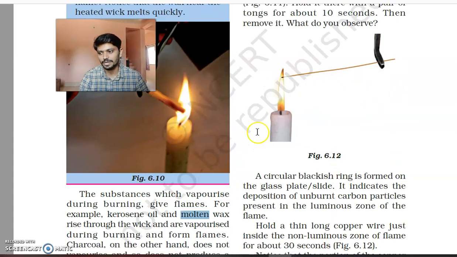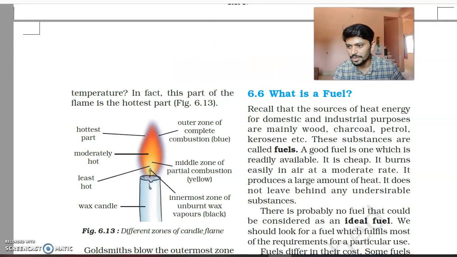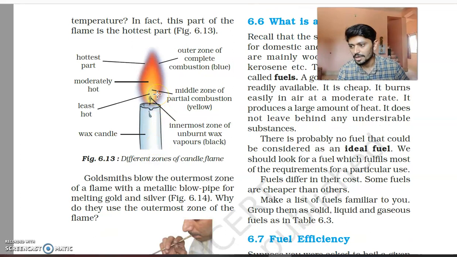And it is because of this experiment that we know that in a flame we have three different zones. The innermost zone, which looks almost blackish, is filled with unburnt wax. In the middle zone, we have partial combustion. The color of this zone is yellowish orange, but the outermost part, where we have complete combustion, has a bluish color. The outermost part is the hottest part. The middle portion is moderately hot, and the innermost part is the least hot.